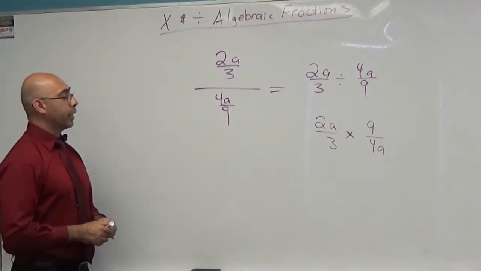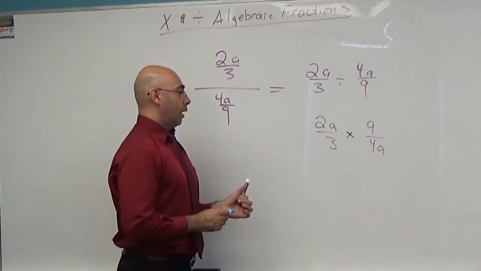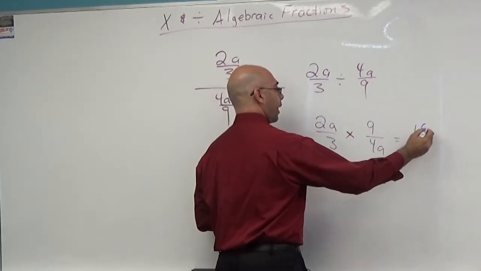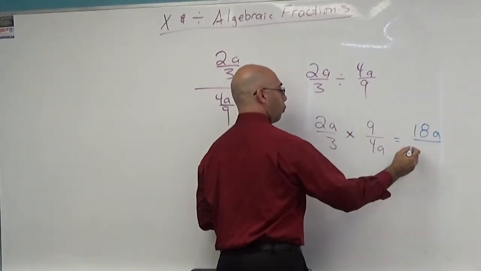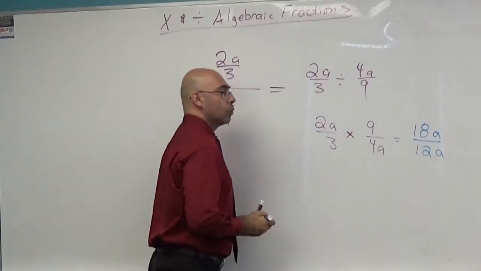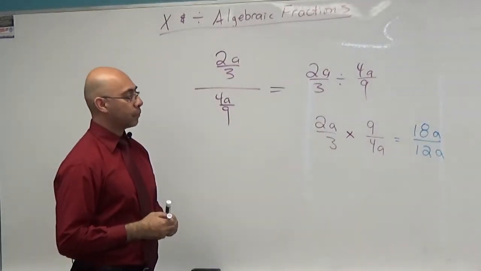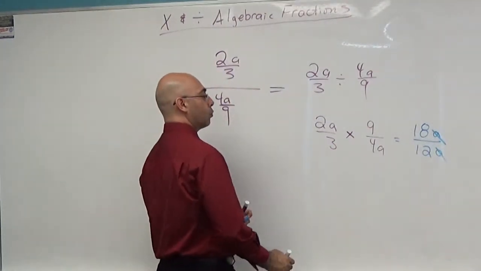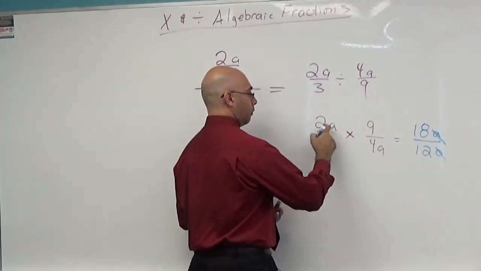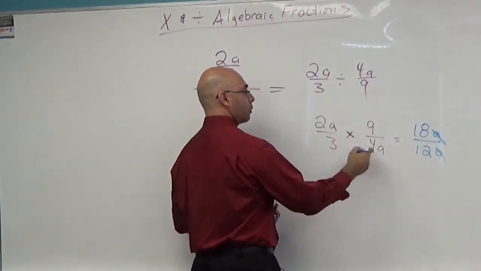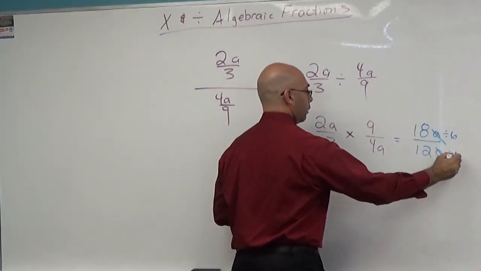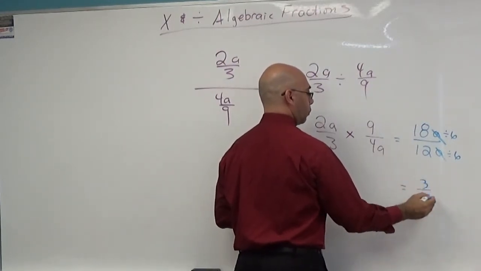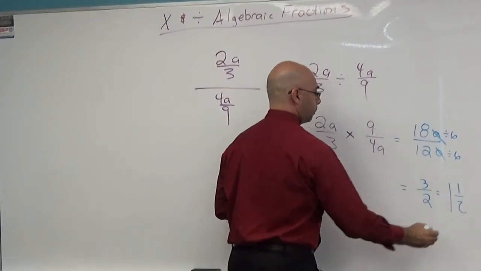Now back to this. We can reduce numbers if we want. I'm just going to multiply out because I just don't feel like reducing. This becomes 18a over 12a. Ooh, what can I do with those a's? Cancel. Cross them out. And what can I reduce 18 and 12 with? 3 and 2, which is 6. So your final answer is 18 divided by 6 is 3, 12 divided by 6 is 2, 3 over 2, or 1 and 1/2.